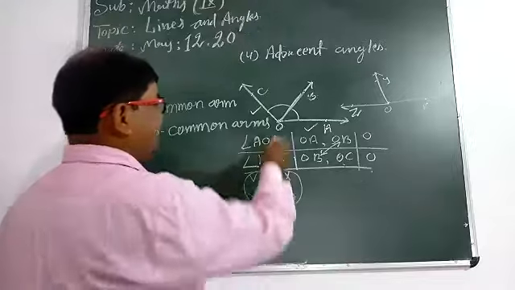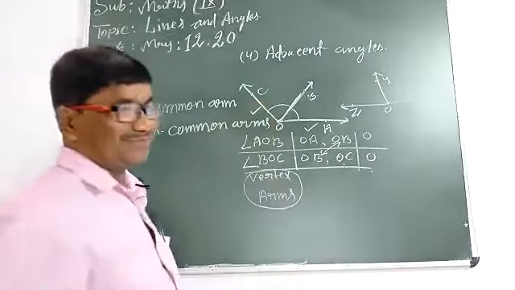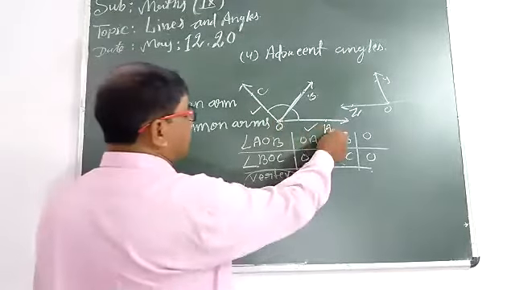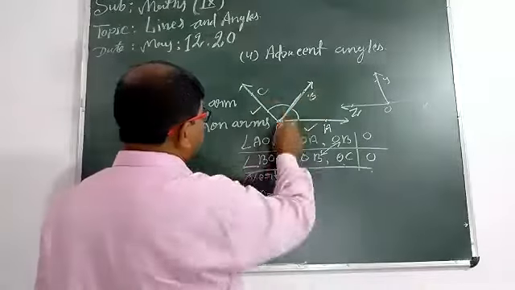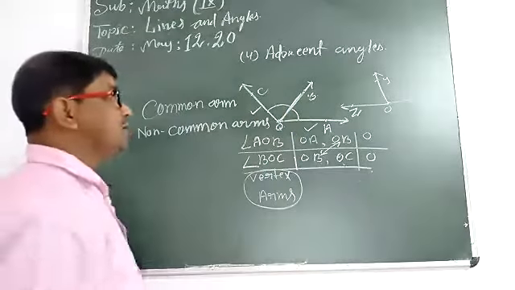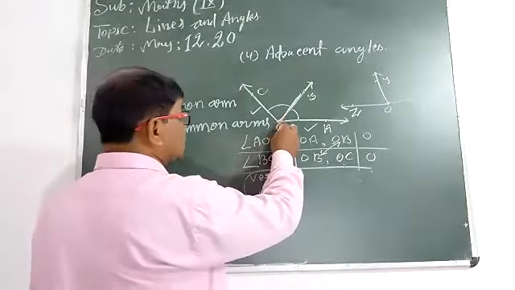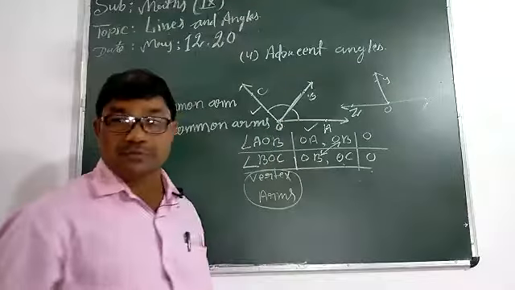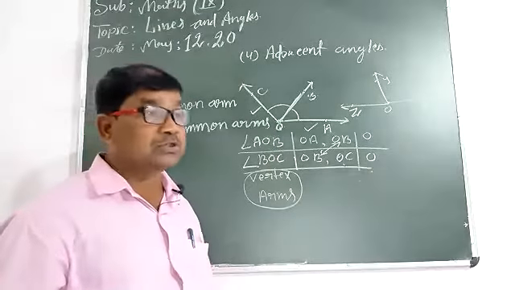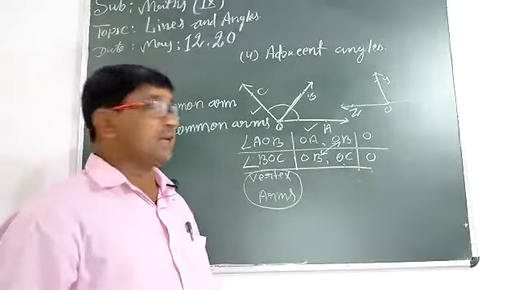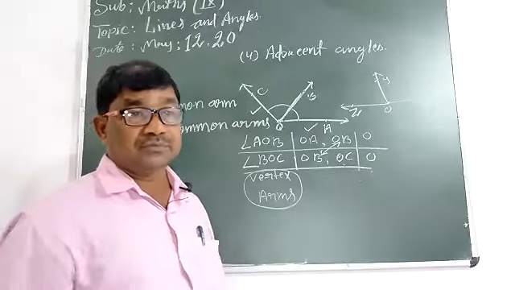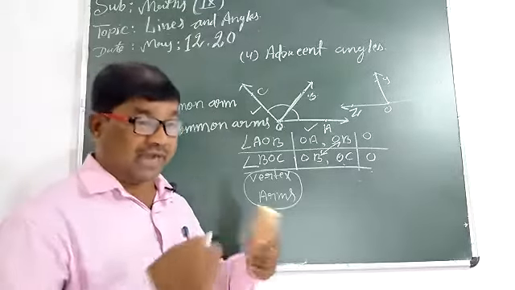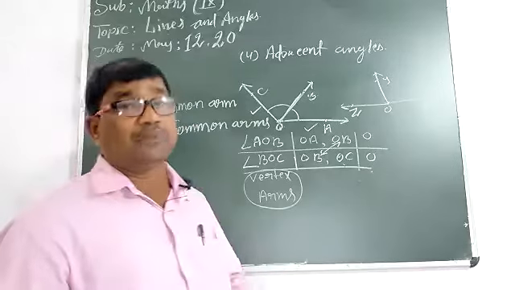Now we should think about the vertex. O is the vertex of angle AOB and O is the vertex of angle BOC. It means the vertex is also common. Common vertex. One common arm, and non-common arms on either side of the common arm.